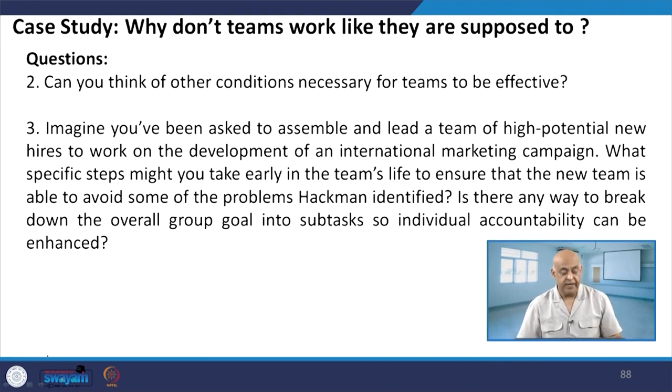Imagine you have been asked to assemble and lead a team of high potential new hires to work on the development of an international marketing campaign. What specific steps might you take early in the team's life to ensure that the new team is able to avoid some of the problems Hackman identified? Is there any way to break down the overall group goal into subtasks so that individual accountability can be enhanced?